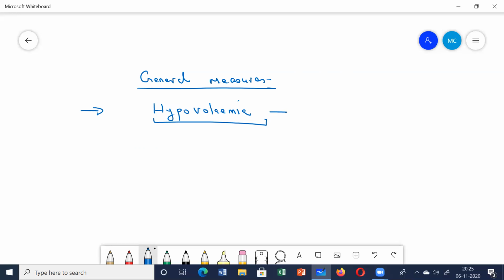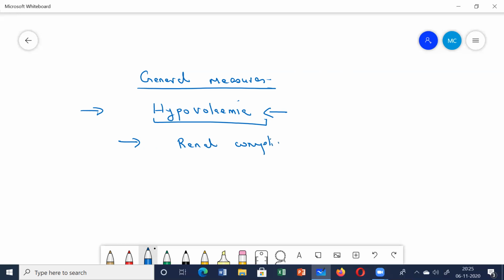Accordingly, you are going to replace it using isotonic saline or Ringer lactate, or blood transfusion if there is loss of blood, or albumin, dextran. Okay, then what are you going to do after hypovolemia correction? You have to prevent and you have to treat the renal complications.